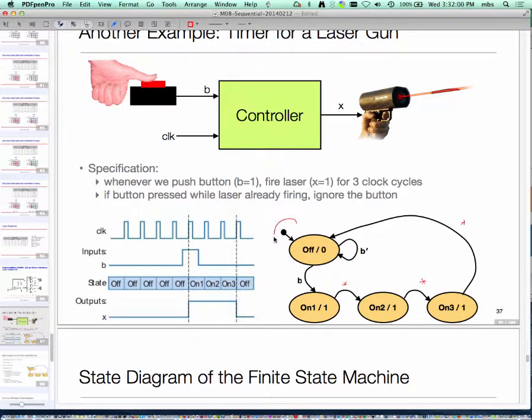This notation says startup, on startup. So you will often see this kind of notation, which basically says when the system powers up, it starts in the off state. And then finally, this is saying that if I'm in the off state and the button is not pressed, then you stay put there. So that's why we have the B prime, or not B, here. So that's our state diagram.